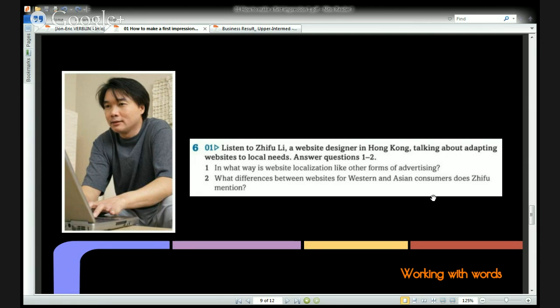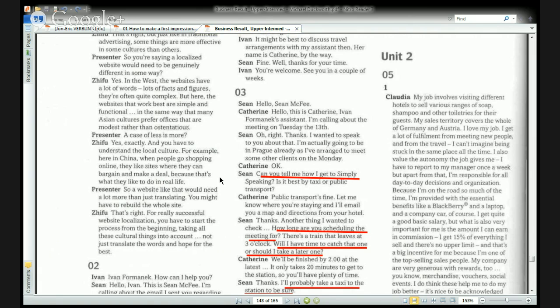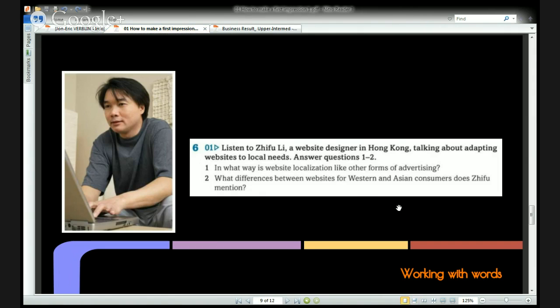He didn't mention the word modest, but you're probably right about that. No, he said it because I wrote it down. Yeah, he said modest. Oh, maybe I missed that. I just wrote it down, and it says simple, functional, and modest. That's what I heard. Especially Chinese. Oh yeah, you're right. Look, it's up here: in the same way that many Asian cultures prefer offices that are modest rather than ostentatious. It's up there in the middle. You're right. Absolutely.